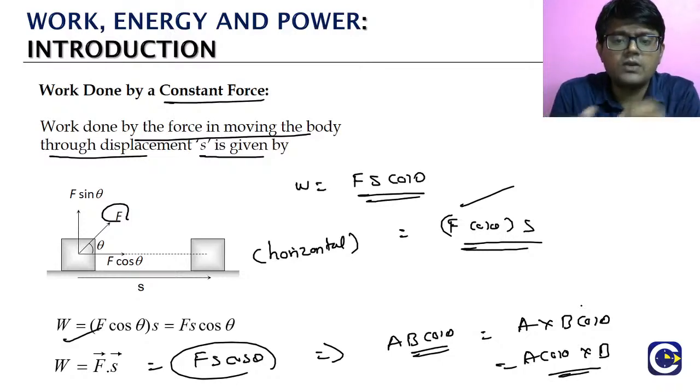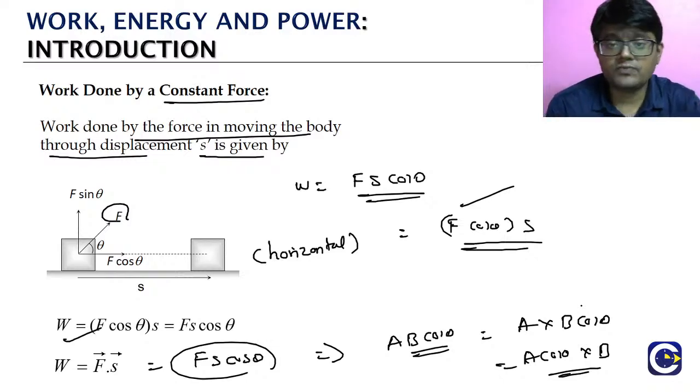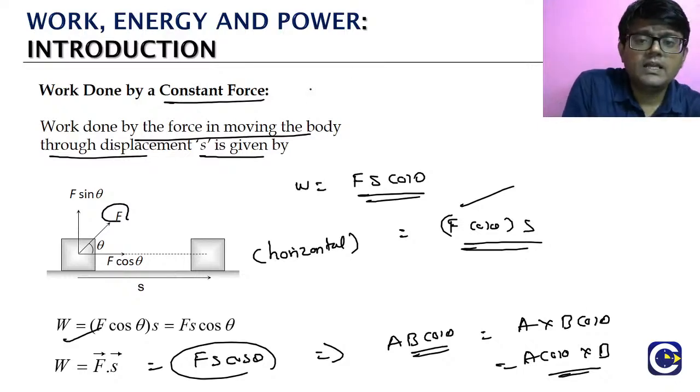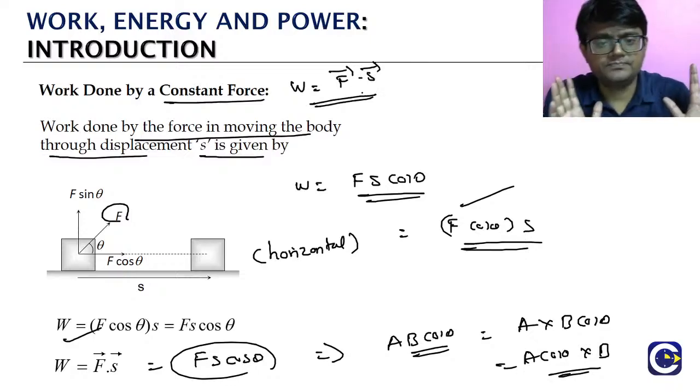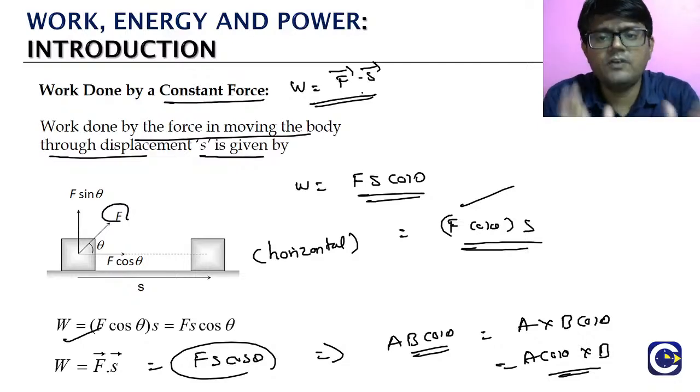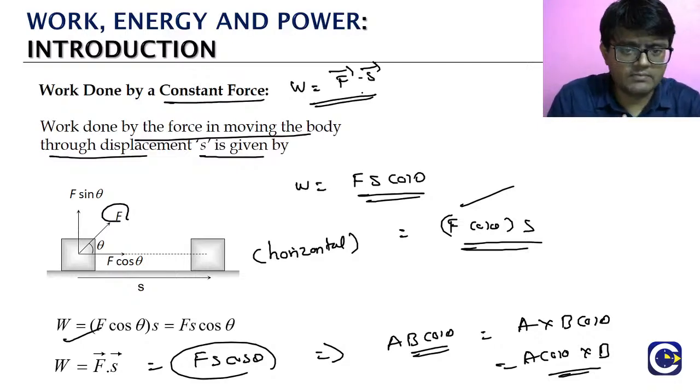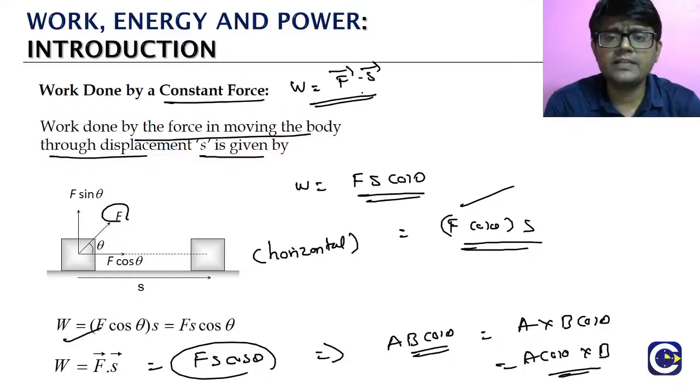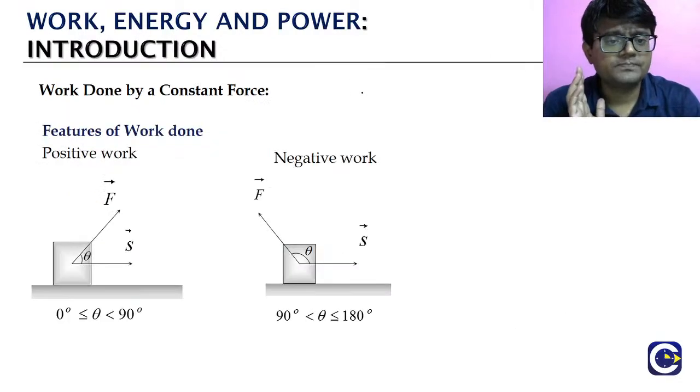And how we can look at this relation? Because force and displacement are vectors, we can look at it as the dot product between the force vector and the displacement vector. So whenever we want to measure the work done by a constant force, what will be the formula for measuring the work? It is nothing but the dot product between the force vector and the displacement vector. That's it. So if we are able to get the dot product, we will be able to find out what is the work done by the particular force. Okay, so this is how simple it is to find the work done by a constant force.